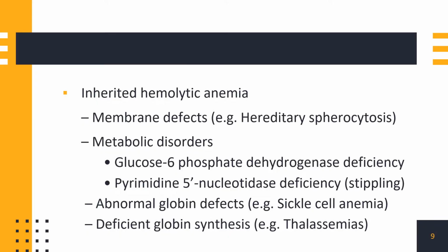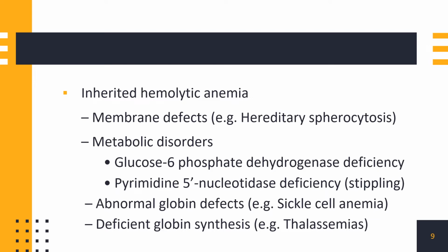Inherited hemolytic anemia can present either as a membrane defect, as a metabolic disorder, abnormal globin defects, or probably in the form of a deficient globin synthesis. An example of a membrane defect will be a condition called hereditary spherocytosis. For metabolic disorders, an example of that would be glucose-6-phosphate dehydrogenase deficiency, or G6PD deficiency.